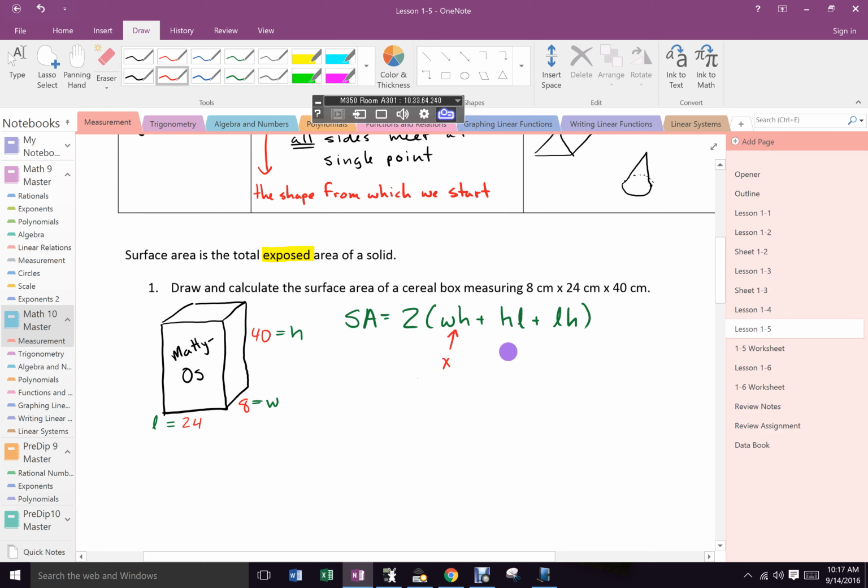Multiplication. What math is happening there? Multiplication. What are you doing with those 3 answers? Adding them up. And then what are you doing? Multiplying by 2. Now here's the mistake most of you are going to make.